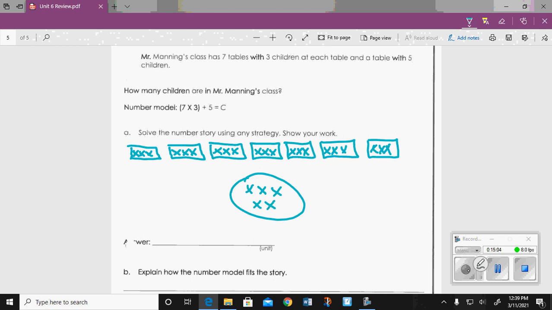All right, so figuring it out, let's skip count. 3, 6, 9, 12, 15, 18, 21, and then 21 plus my 5 that I have on the extra table gives me 26 children.